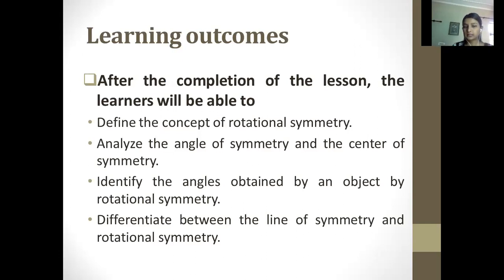Before that, let me tell you the learning outcomes for today's class. You would be able to define the concept of rotational symmetry. Then you would be analyzing the angle of symmetry and the center of the symmetry. Then you can identify the angles which are made from the object by rotational symmetry. Then you can differentiate between line of symmetry and rotational symmetry.